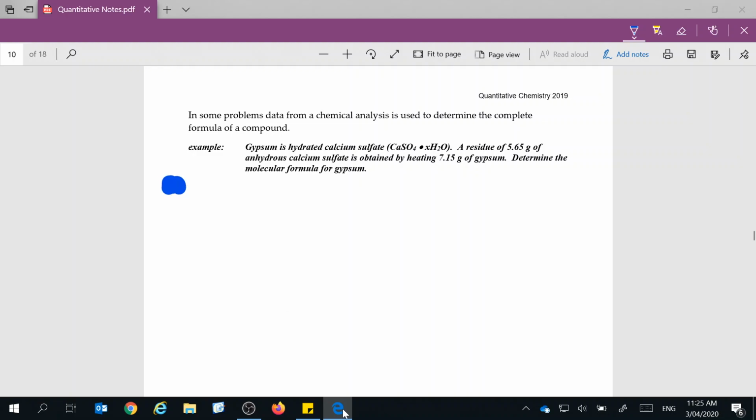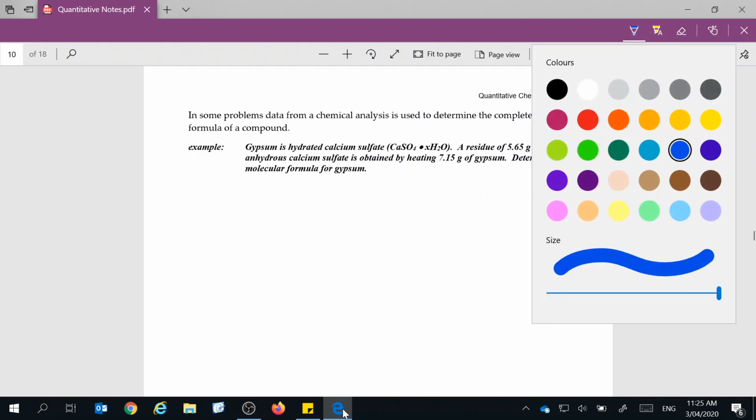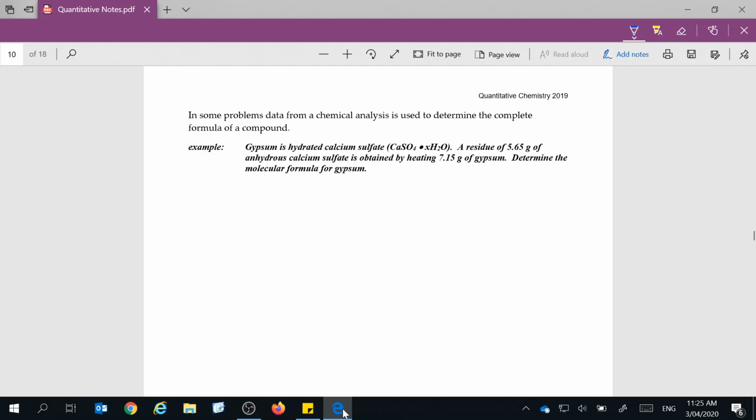Oh gosh, that's some thick ink, isn't it? Let's just sort that out. Let's go that thickness, I like that.